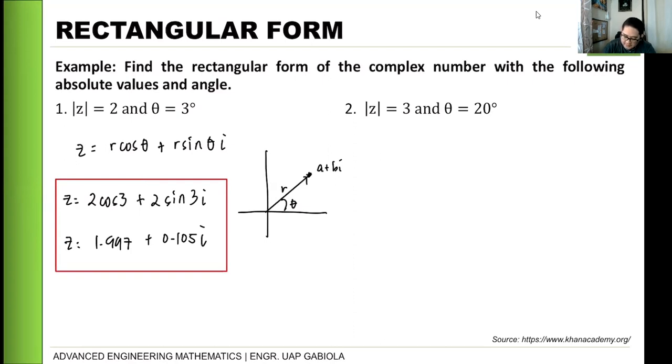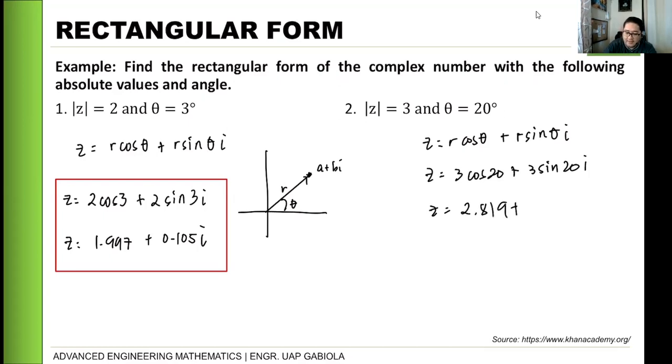Next, for this one, no need to think about it. Just substitute it to the formula. We have z equals 3 cosine of 20 plus 3 sine of 20 i. Or 3 cosine of 20, that is 2.819, and we have 3 sine of 20, that is equivalent to 1.026 i. So this is our answer for these examples.